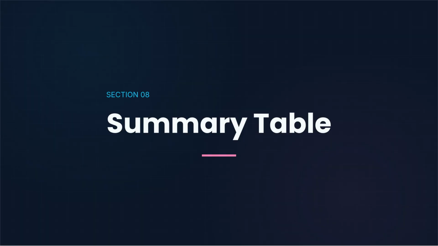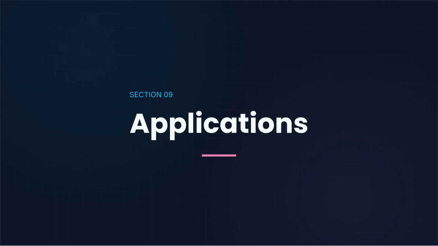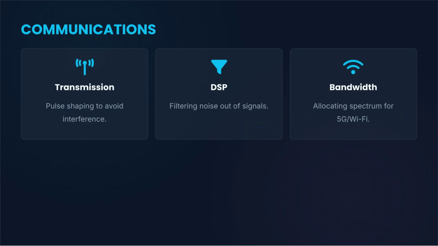Section 08 presents a summary table of the key signal transformations we have discussed. This reference chart provides a comprehensive overview of the fundamental signals in the time domain and their corresponding transforms in the frequency domain, a key tool for analysis. Moving to Section 09, we will examine the real-world applications of the Fourier transform. In communications, the Fourier transform is used for pulse shaping in transmission, filtering noise in digital signal processing, and allocating bandwidth for systems like 5G and Wi-Fi.